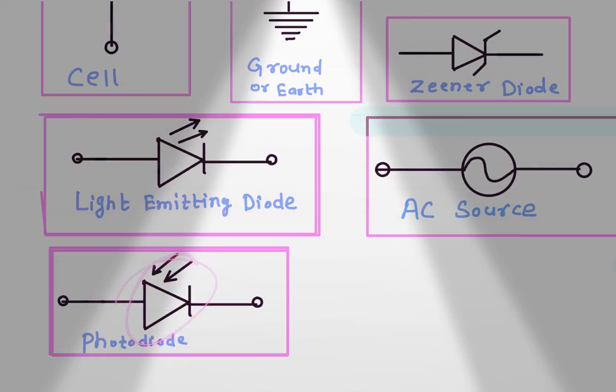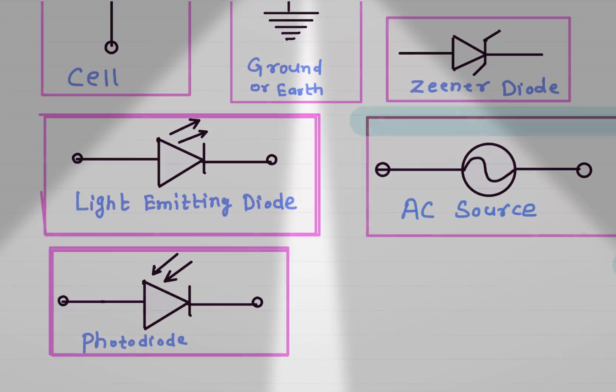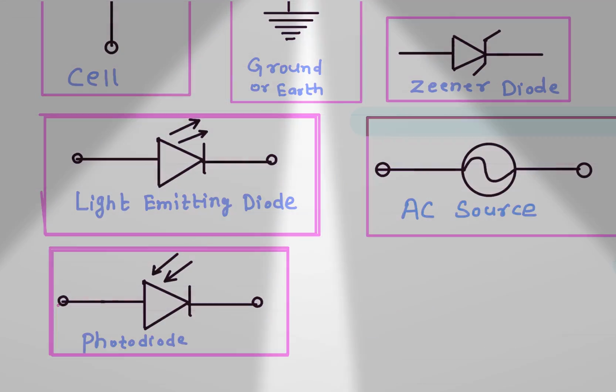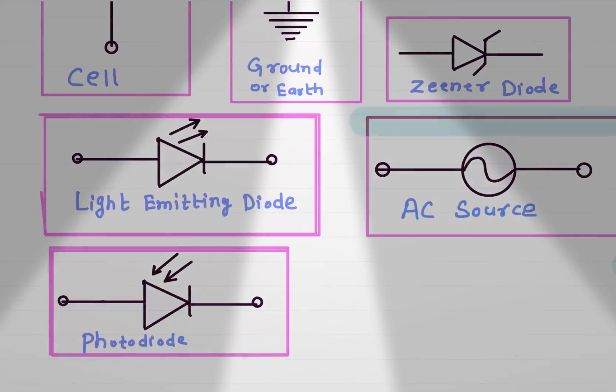The opposite is the photodiode. What does that mean? That means when the light shines onto this one, then the current passes through this one.